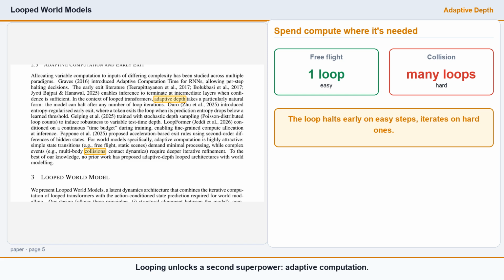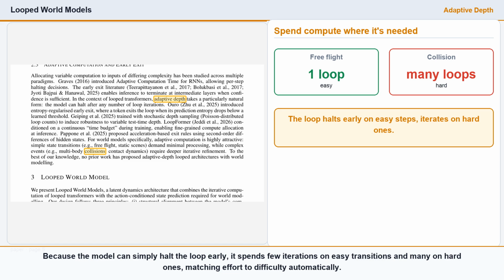Looping unlocks a second superpower, adaptive computation. Not every moment of physics is equally hard. A ball in free flight is trivial, a multi-body collision is not. Because the model can simply halt the loop early, it spends few iterations on easy transitions and many on hard ones, matching effort to difficulty automatically.